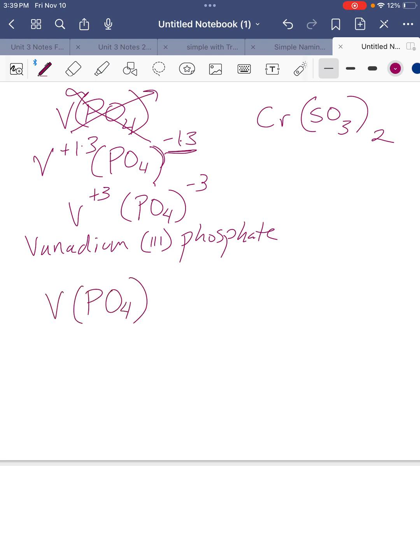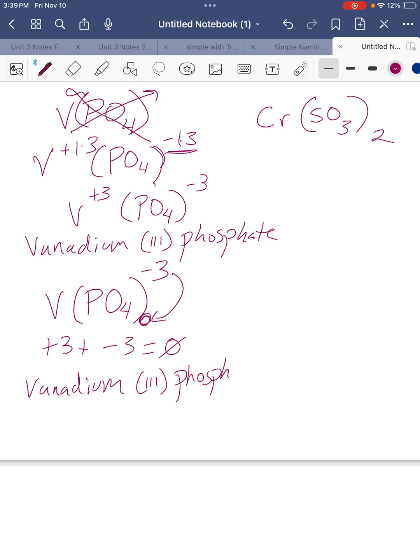Okay, I'll go ahead and do the charge analysis. Again, I'm going to put the polyatomic ion in parentheses. It's not supposed to be here, but you totally can for my class anyways. Phosphate's -3. I have one of them, because remember, there's nothing here, so there's only one. So I have -3. Vanadium must be +3 to get to 0. So again, I'm going to name it vanadium 3 phosphate.